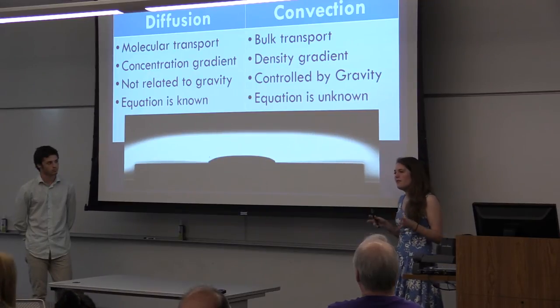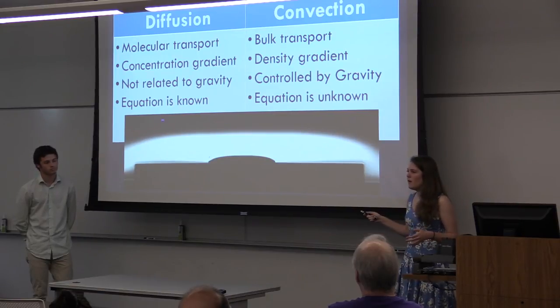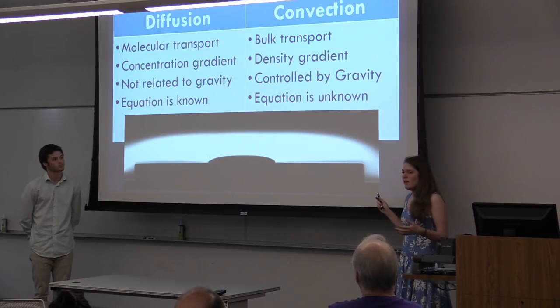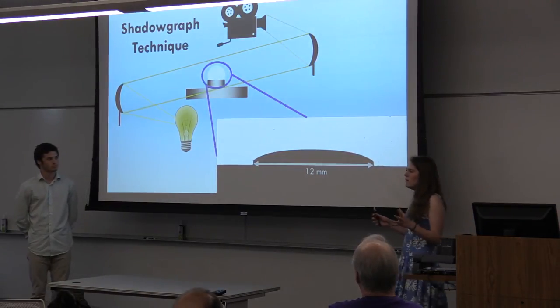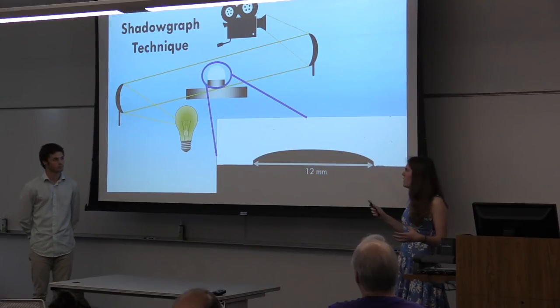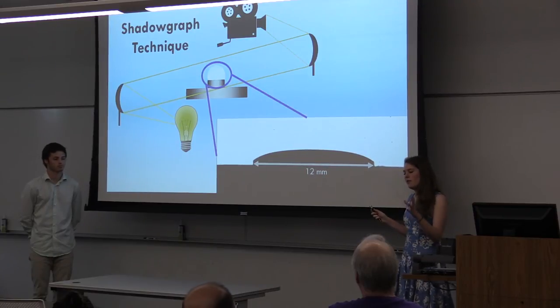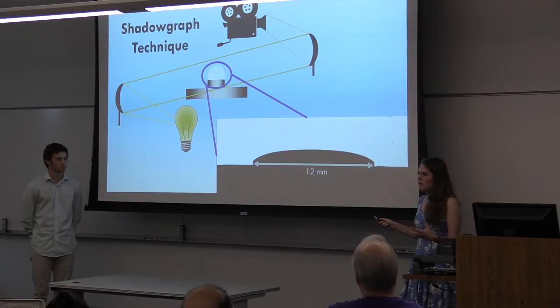Another key difference is that the diffusion equation has been known and studied for decades, while convection doesn't have an equation by itself. To study these transport phenomena and the evaporation rate, we use a technique called shadowgraphing. We want to see how fast it evaporates under different pressures and gases. So we shine a light, collimate it, focus the rays down onto the droplet, and it creates a shadow. That shadow is captured by a high-speed camera.